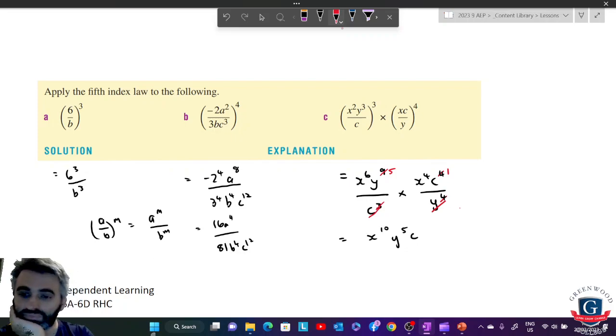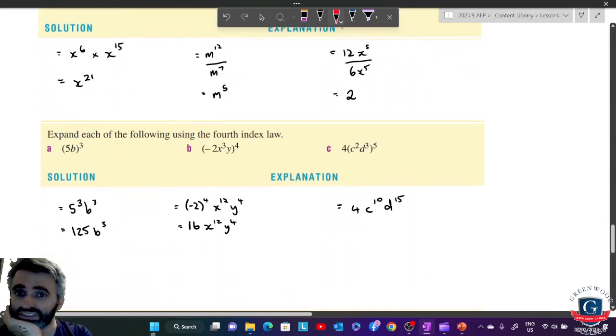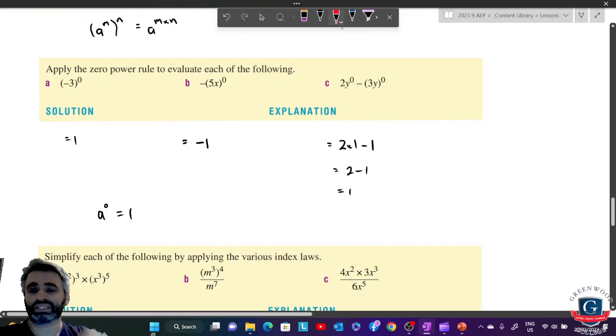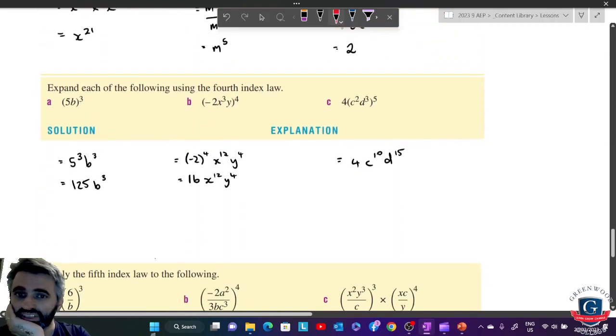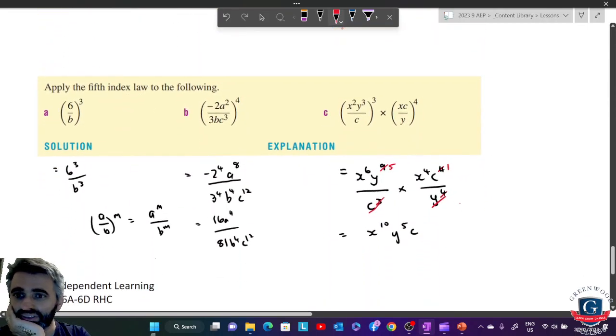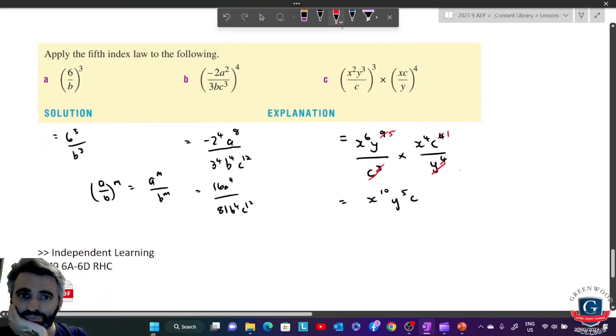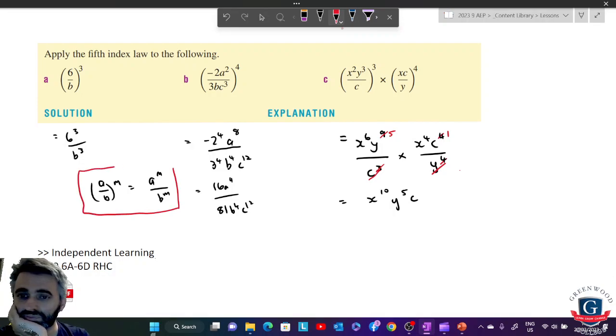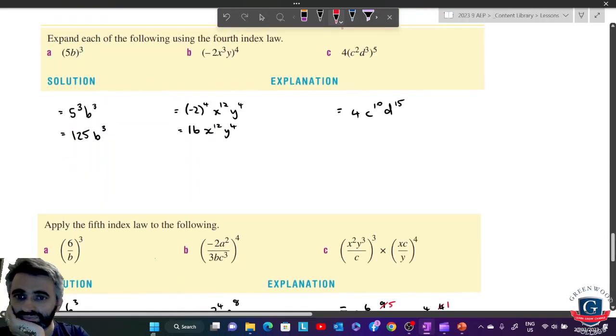Okay. So, as you can see, there's a fair few little tricks, but if you understand how each law works, it's not too hard. I'll try and put a red line around each of these. Fifth law.